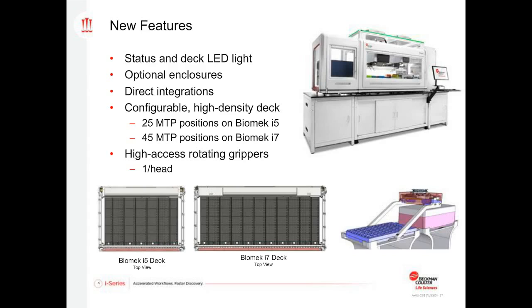And both of the instruments have a configurable high-density deck shown on the lower left. The Biomek i5 deck has up to 25 microtiter plate positions, and the i7 has up to 45 microtiter plate positions. And these can be configured in different ways with different positions for heating and cooling, for trash or washes, etc. And each of the systems features a high-axis rotating gripper.